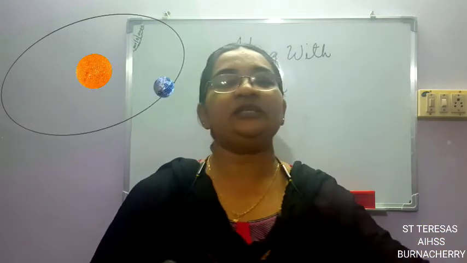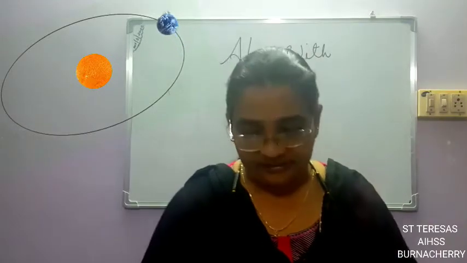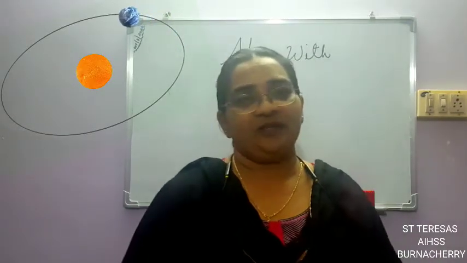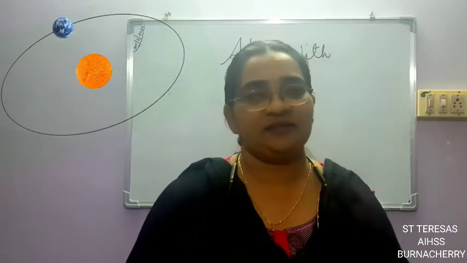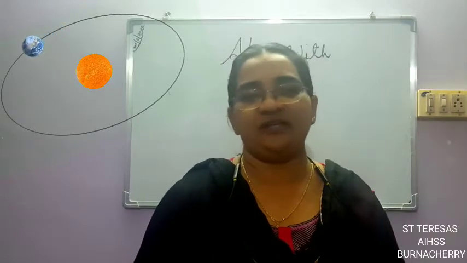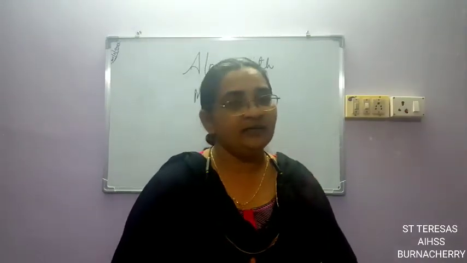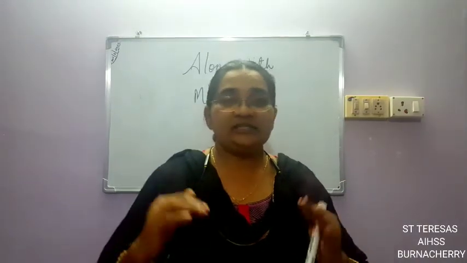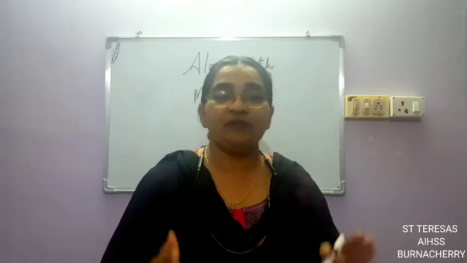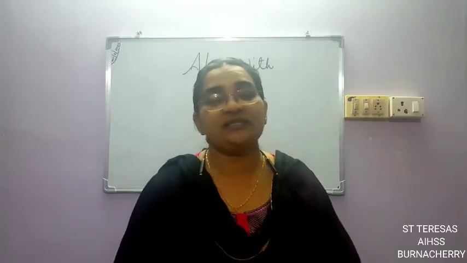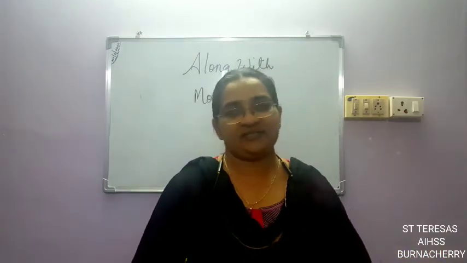So it goes round the sun at a speed of 1,06,000 kilometers per hour. So the speed of the earth is more than 1 lakh kilometers per hour. So just imagine what is the speed of the earth. With that speed, it takes 365 days to complete one revolution, isn't it? So we are sitting on the earth, which is moving at a speed of 1,06,000 kilometers per hour. And the beauty is we don't even feel it, isn't it?